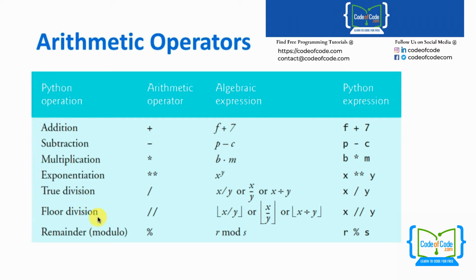And we have 2 different types of division in Python. We have true division, which always results in a floating point number, and we also have floor division, which gives back a whole number result. So we'll demonstrate both of those. And then finally we have the remainder, or what's sometimes called the modulo operator, which is going to give you the remainder after you perform a division.